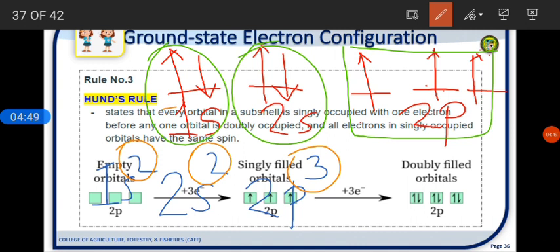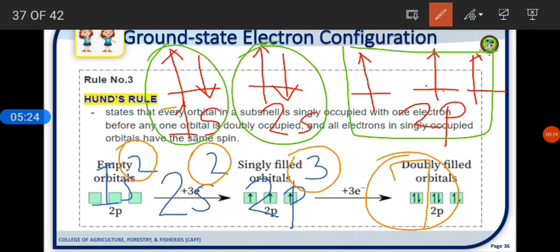So in 1s there are 2 electrons, so that's why we write 1s2. And for 2s, look at that one. How many electrons do you have there? You have 2. That is why you will write 2s2. And then we have 2p. How many electrons do you see? You have 1, 2, and 3. That's why you will write 2p3. Okay, 1s2, 2s2, 2p3.